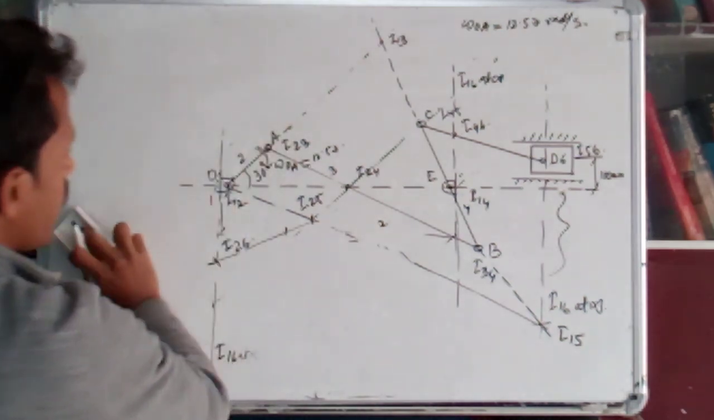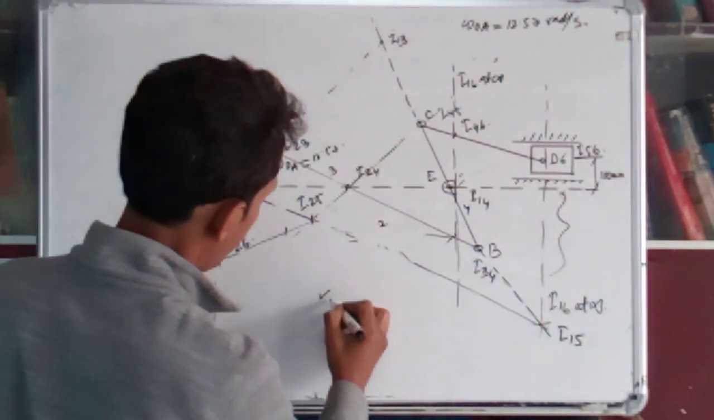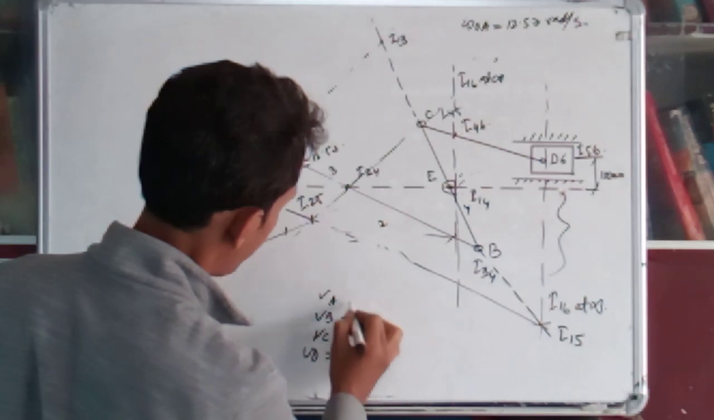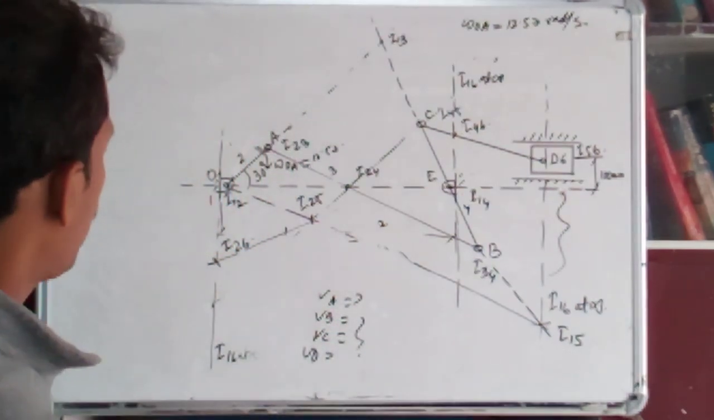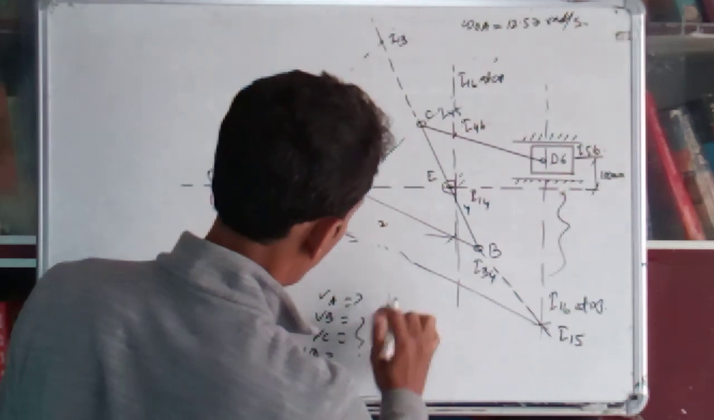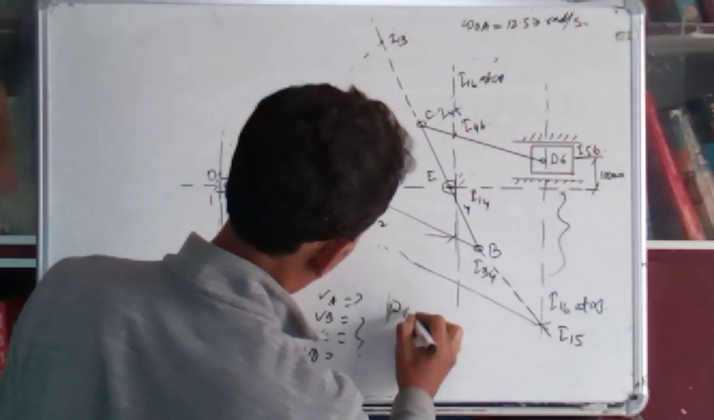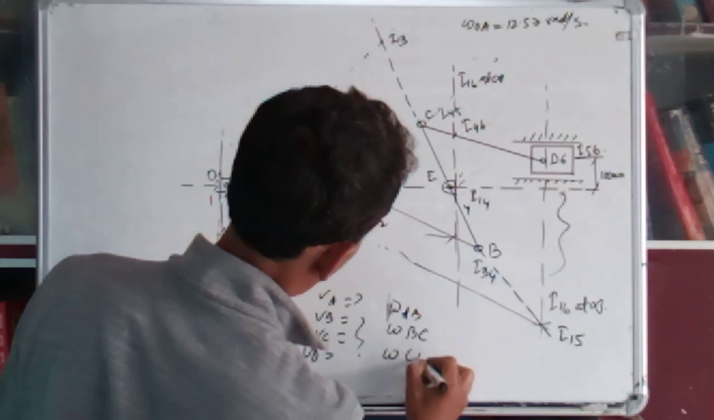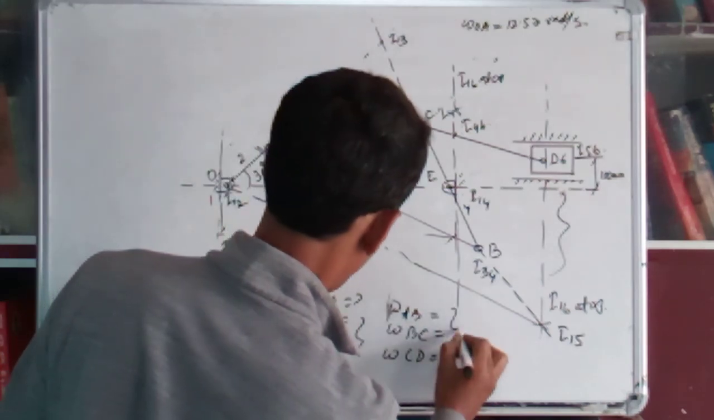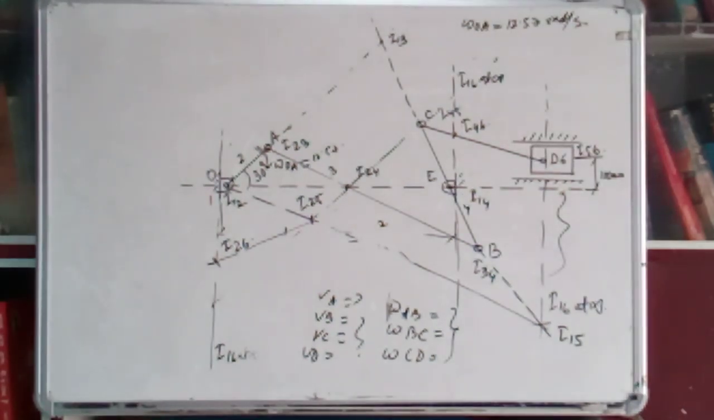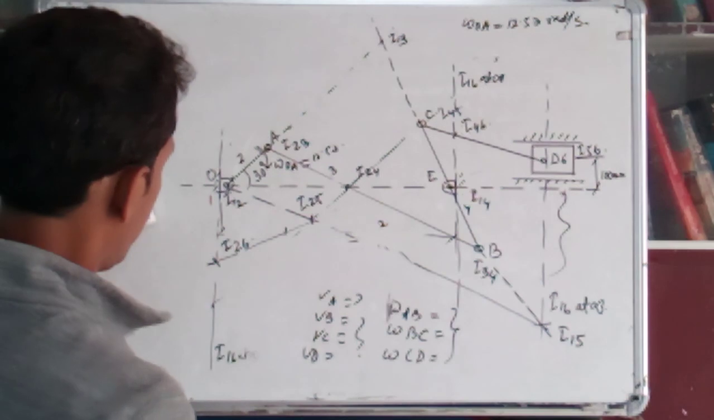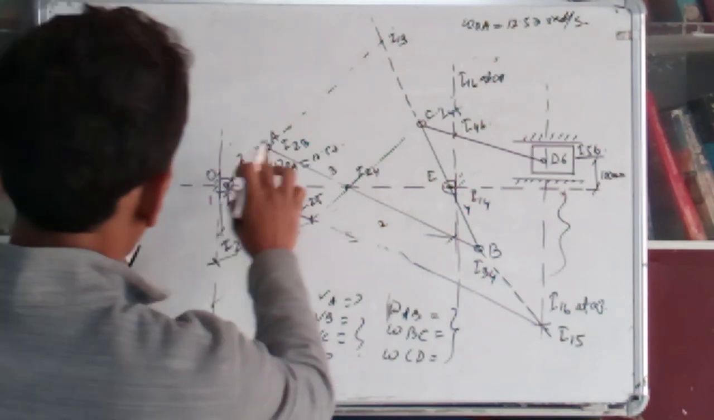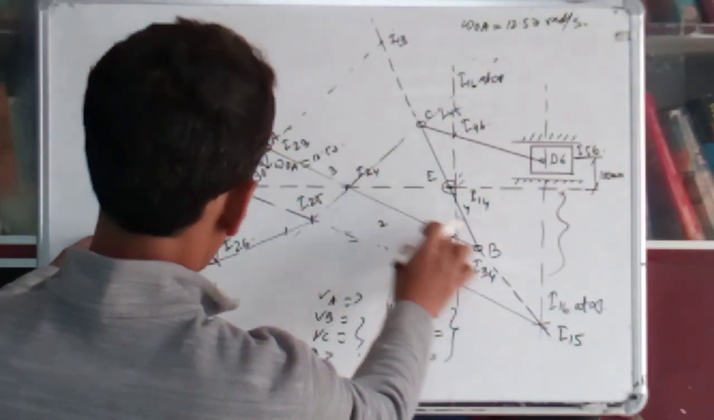Now, as we have found VA, VB, VC and VD, we have to find omega AB, omega BC and omega CD. How do we find omega AB, the angular velocity of link AB?